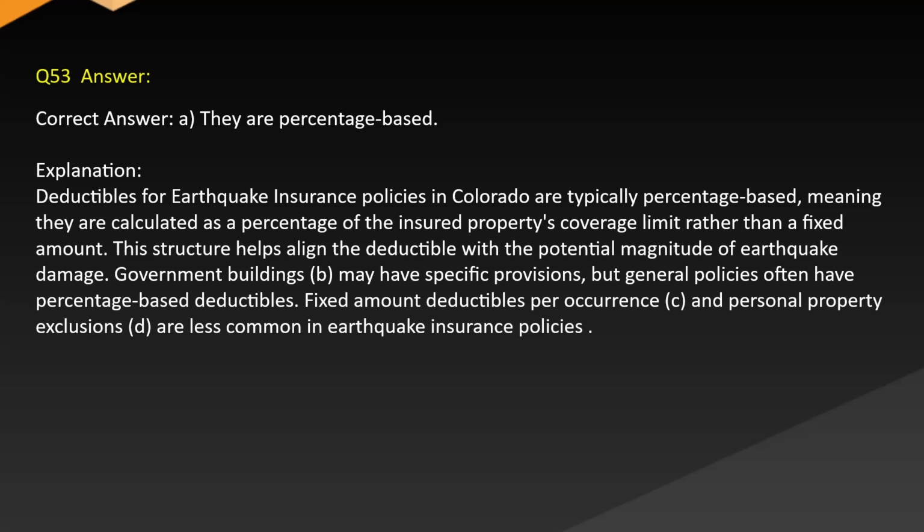Explanation. Deductibles for earthquake insurance policies in Colorado are typically percentage-based, meaning they are calculated as a percentage of the insured property's coverage limit rather than a fixed amount. This structure helps align the deductible with the potential magnitude of earthquake damage. Government buildings (B) may have specific provisions, but general policies often have percentage-based deductibles. Fixed amount deductibles per occurrence (C) and personal property exclusions (D) are less common in earthquake insurance policies.